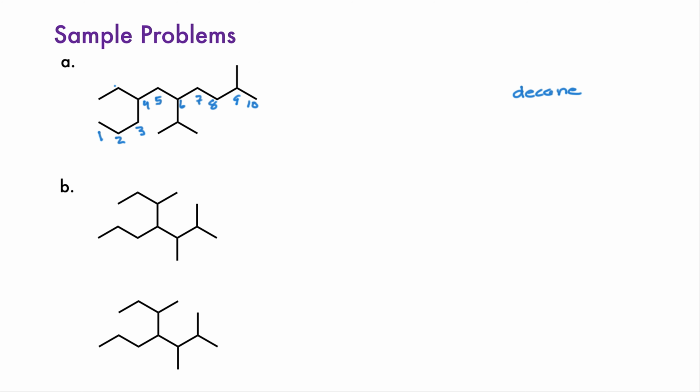The substituents are ethyl, isopropyl, and methyl. The methyl comes last in alphabetical order, so its name becomes one word with decane. Leave a space for its number. The ethyl comes first in alphabetical priority, and the isopropyl is in the middle.